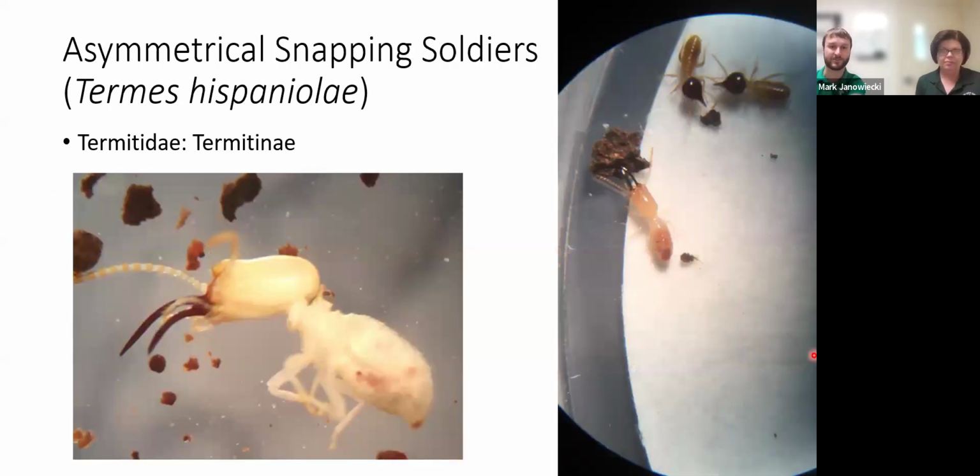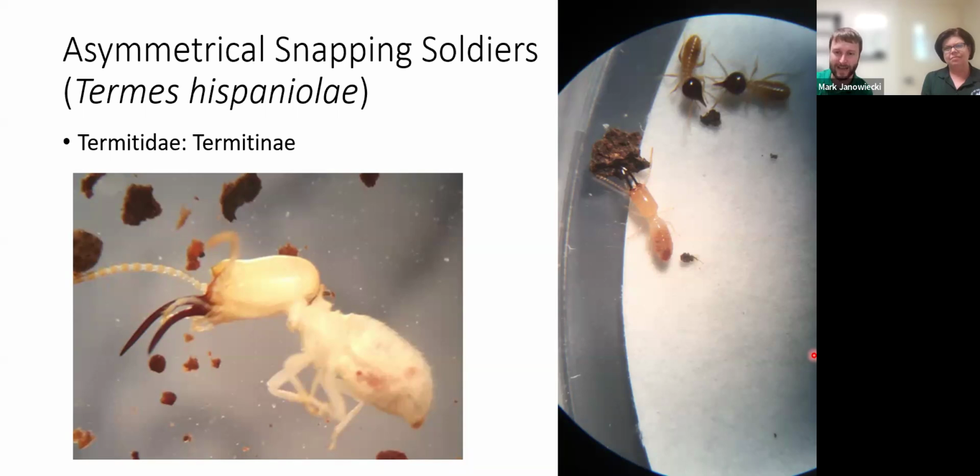We also have the asymmetrical snapping soldiers. These ones have mandibles as the soldiers, but their mandibles are long and slender. And what they do is instead of using these strong jaws, they're able to get their potential energy up by squeezing these together and then snapping at another thing. It's the same way when you hold your fingers and snap them, you're getting a lot of force by pushing your fingers together.